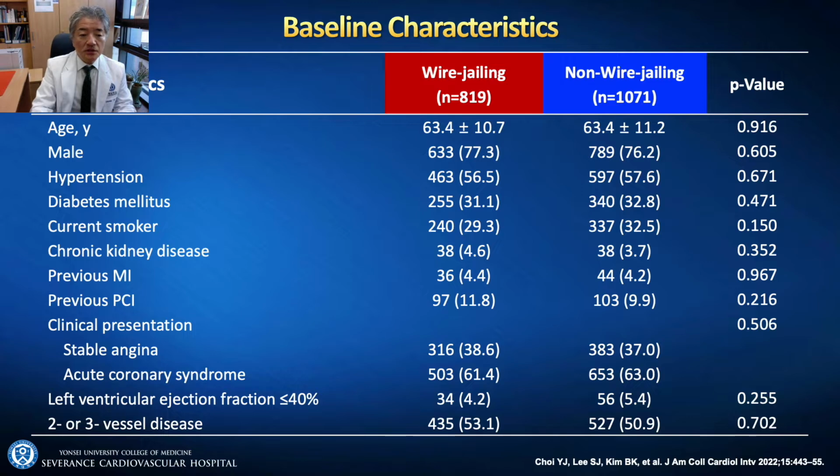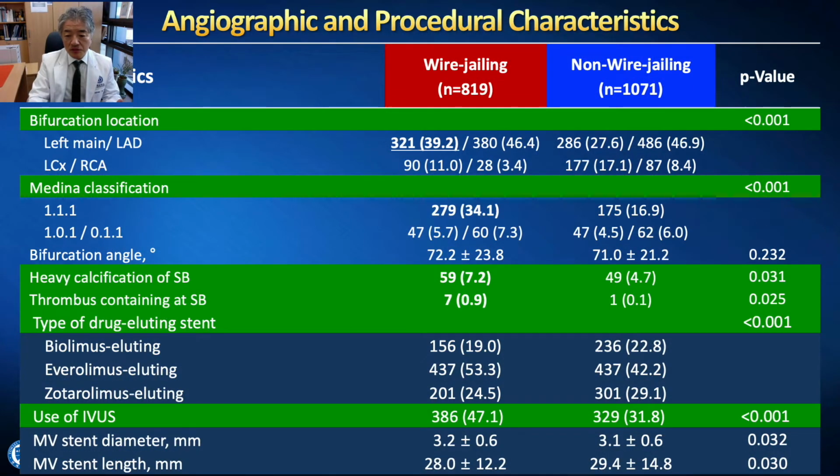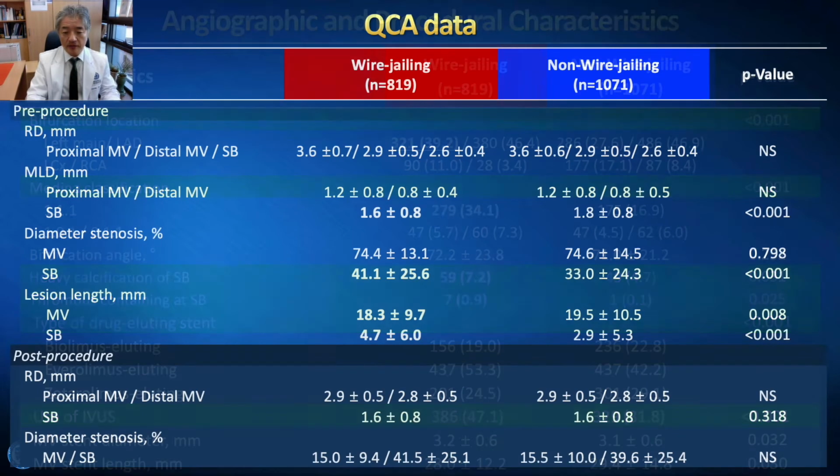This is the comparison of the baseline characteristics between the 2 groups. There were no significant differences. This is the angiographic and procedural characteristics of both groups. There was a significant difference in the location and classification of bifurcation lesions. The wire jailing group, compared with the non-wire jailing group, had a higher incidence of left main and true bifurcation, with a higher incidence of heavy side branch calcification or thrombus. DES type and the use of IVUS were also significantly different.